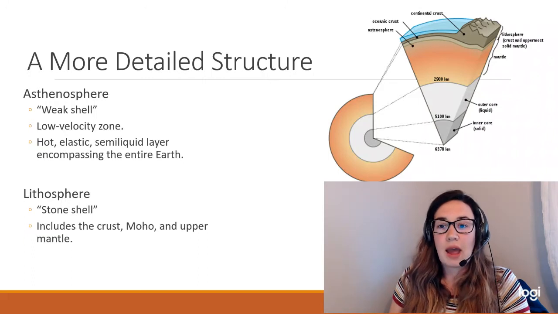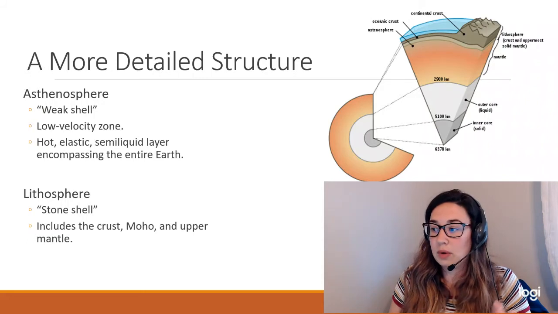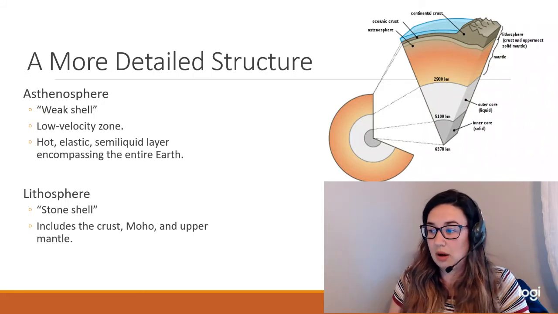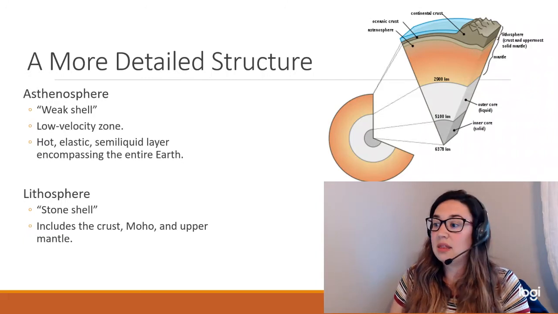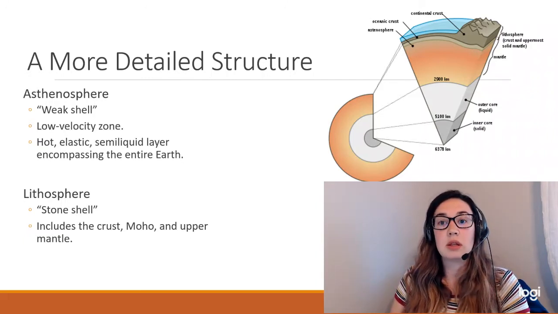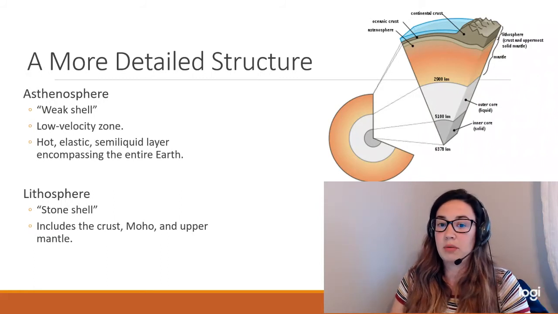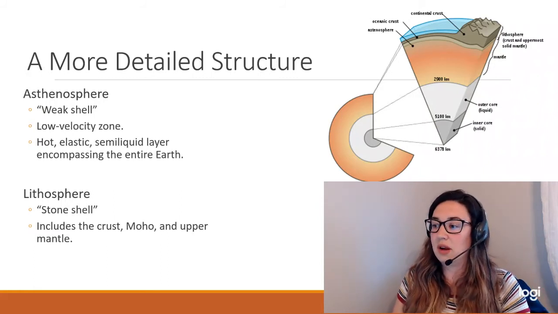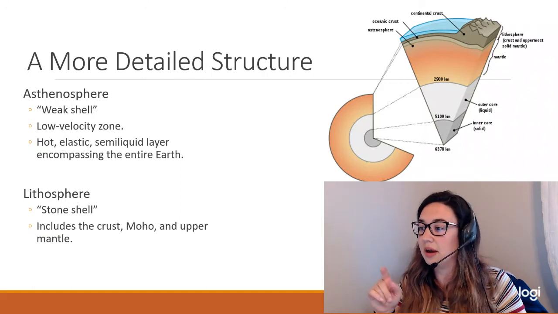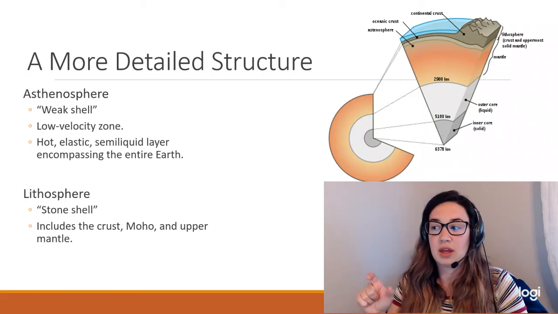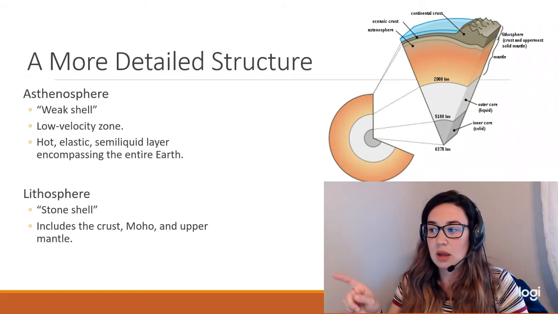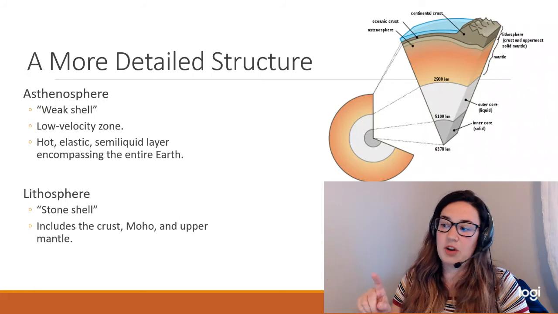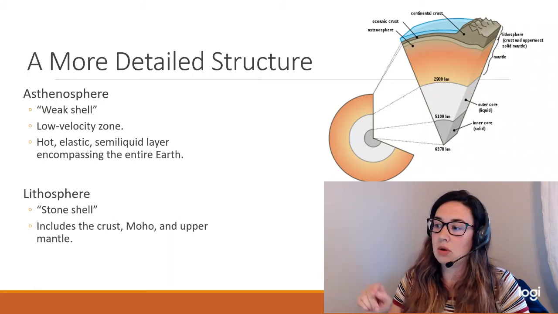Then we also have the lithosphere. Our lithosphere is what we would call our stone shell. That's what lithosphere means. This includes the crust, the Moho, and the upper mantle, including the crust, which is what we are familiar with. In this image, you can see the lithosphere is pretty much the uppermost solid part of the mantle, which is that very beige zone, and then also the crust itself.